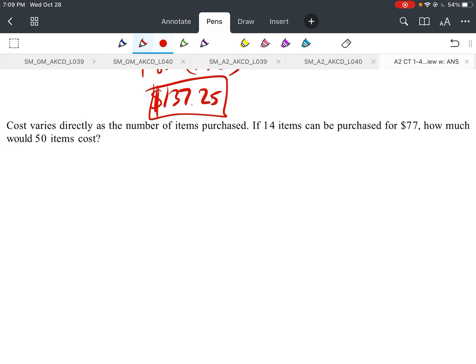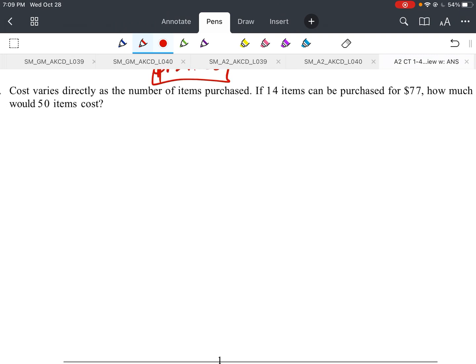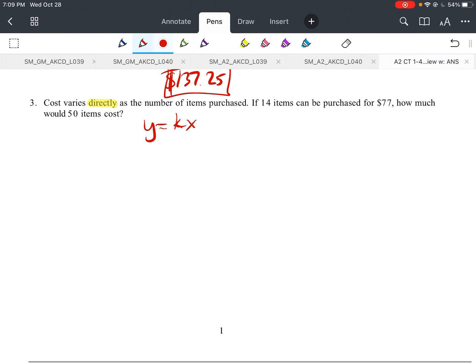Okay, cost varies directly as the number of items purchased. When you see the word directly, spell it with a K because y equals kx. So you can do y equals kx if they need that constant of variation. If not, if they give you like 3 numbers like this, they are wanting you to realize they're proportional. So 14 is to 77.